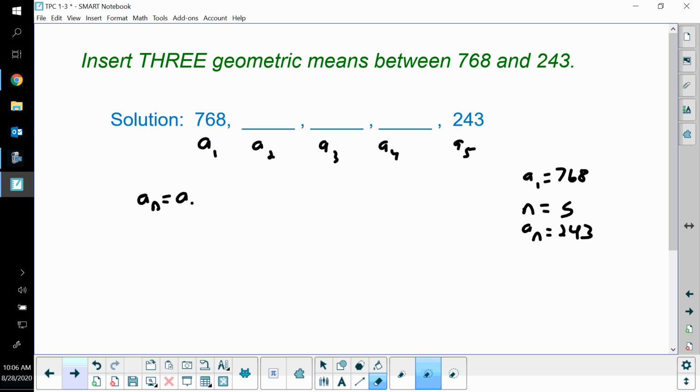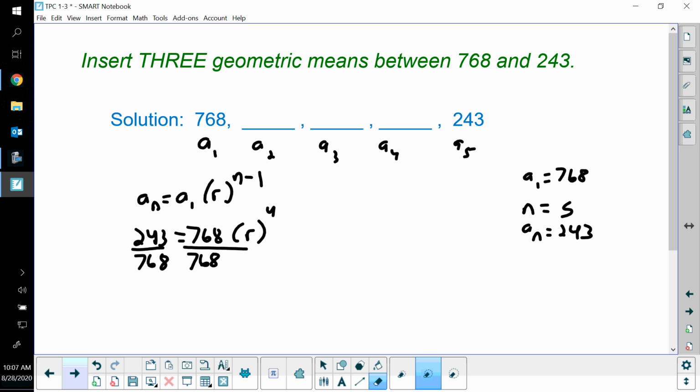We've got AN is equal to A1 times R to the N minus 1. Fill in: 243 is equal to 768 times R. And 5 minus 1 will give us 4, so I'm going to shortcut it and put 4 there. We'll divide the 768 over. In our calculator, when we do 243 over 768, it actually reduces to 81 over 256.